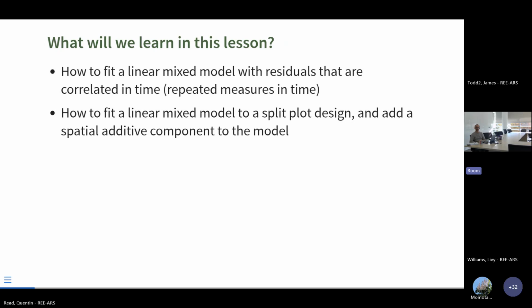And today we're going to add another component to our toolkit when it comes to mixed models. We're going to look at how to deal with situations where we have correlation in space and/or time. Some people know that as repeated measures. We're going to do that both by looking at residual correlation structures and additive models. We're going to have an example of both. And we're going to do space and time. So you should be excited. You're going to learn a lot of powerful new skills today.